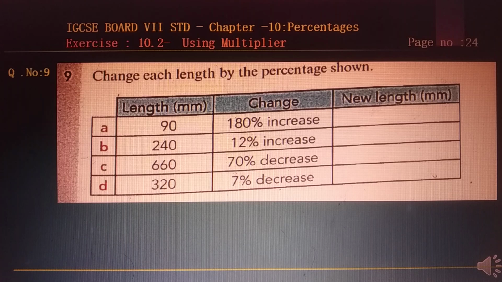Here question number 9, change each length by the percentage shown. Here the lengths are 90, 240, 660, 320 mm. The changes are 180 percent increase, 12 percent increase, 70 percent decrease, and finally 7 percent decrease.